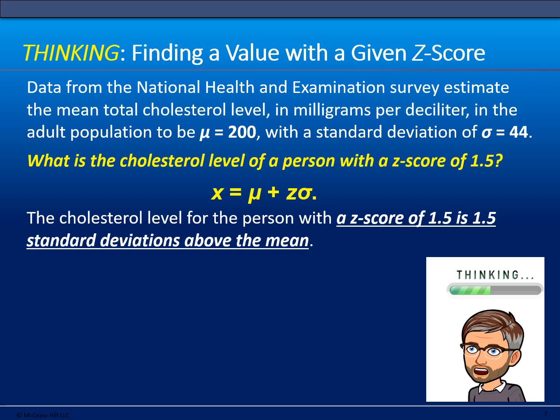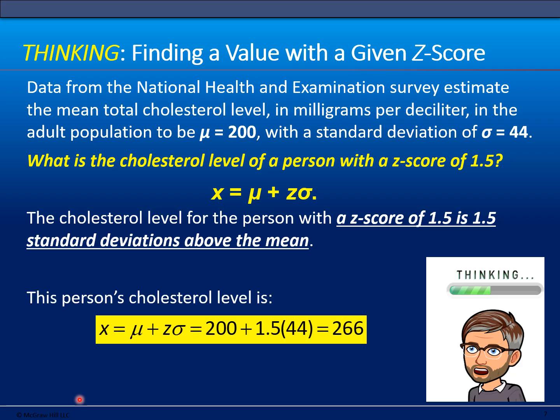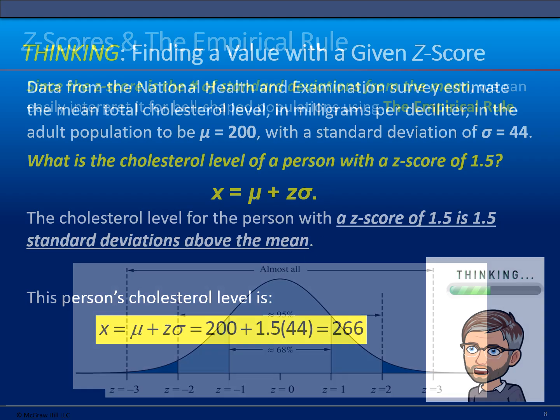So again, the cholesterol level for a person with a z-score of 1.5 is 1.5 standard deviations above the mean. So here we put in 200, our average, plus our z-score of 1.5 times the standard deviation, and we get 266.